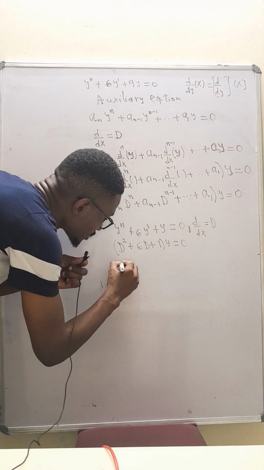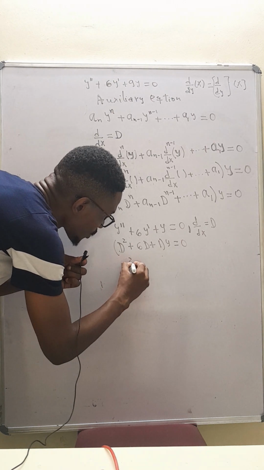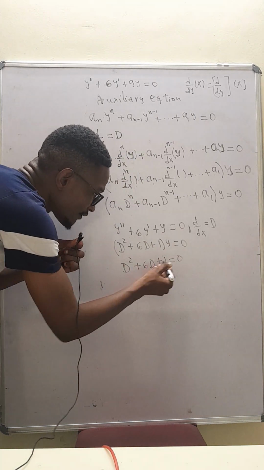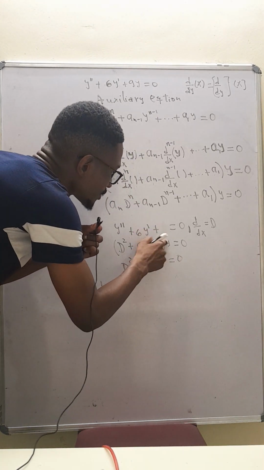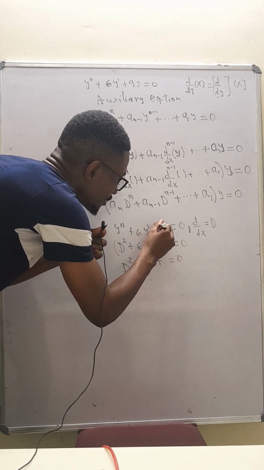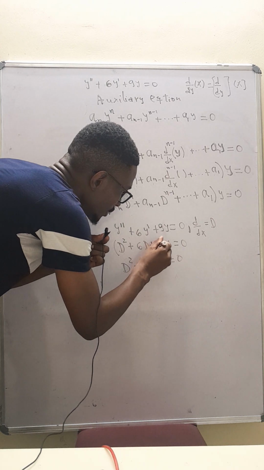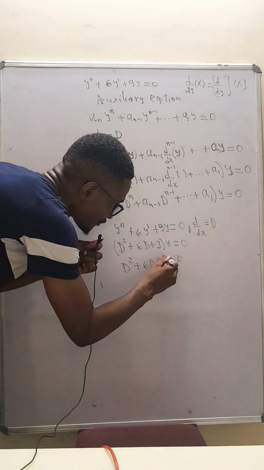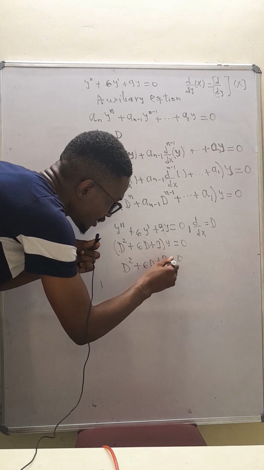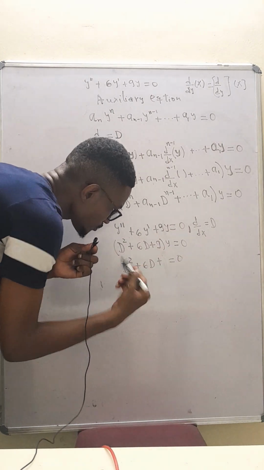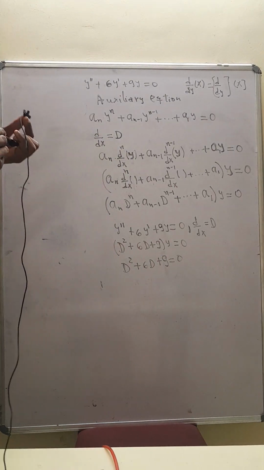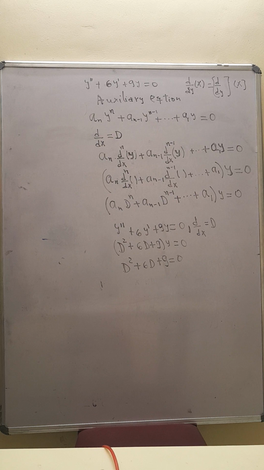So the auxiliary equation will be D squared plus 6D plus 1 equal to 0. Sorry, it's not 1, it's 9, because it is 9y. So it is D squared plus 6D plus 9 equal to 0. Now what comes after? It is nothing more than basic simplification, basic factorization, and basic concepts of equations.